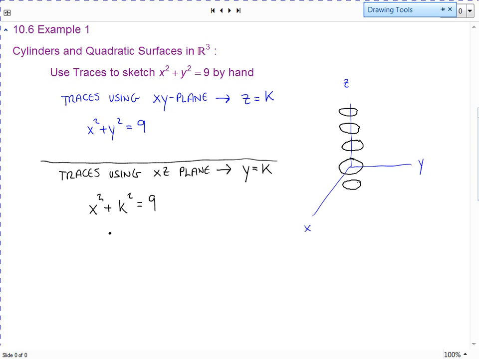Because K is a fixed constant, it's a number. So what I can do is I can move the K squared to the other side. And then I can take the square root. And 9 minus K squared is a number. So long as K is what? Between -3 and 3, right? I have some restrictions on K, because if I let K get too big, I'm trying to take the square root of a negative number, and that's not going to work.